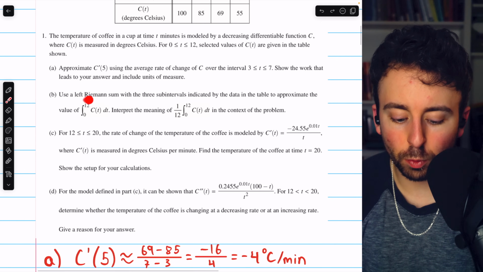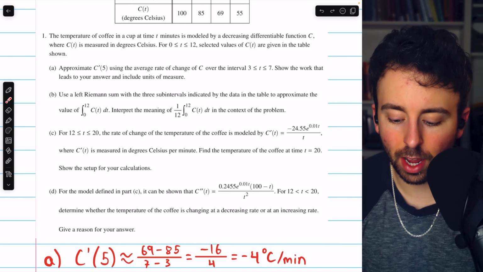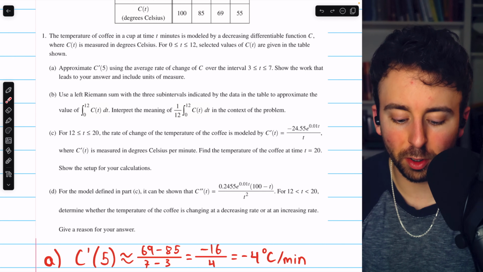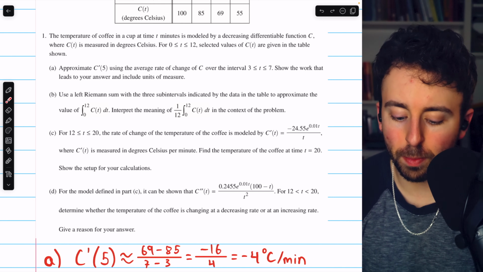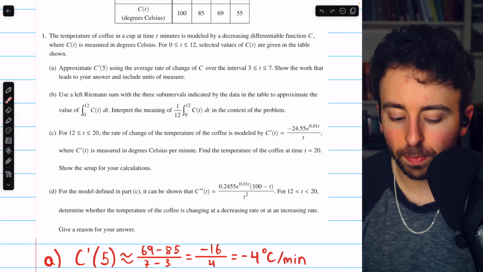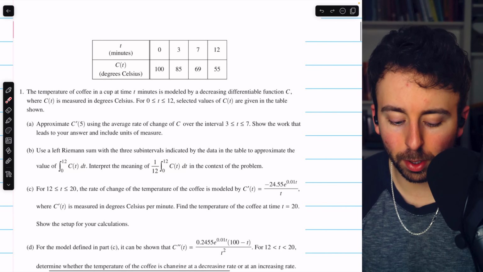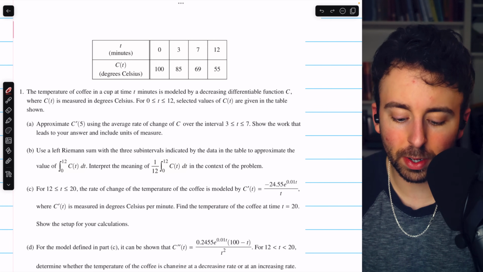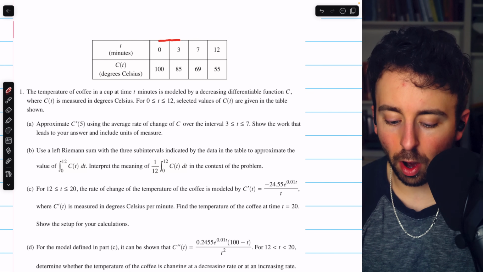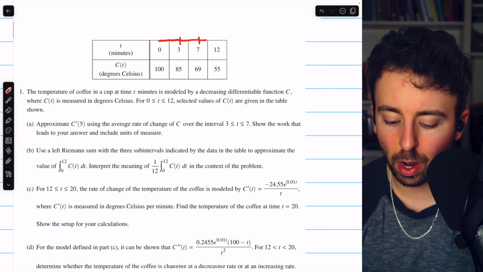Use a left Riemann sum with the 3 subintervals indicated by the data in the table to approximate the value of the integral of c of t from 0 to 12, and then interpret the meaning of that integral divided by 12 in the context of the problem. So let's begin with the left Riemann sum. Coming up to look at our table, we're supposed to use 3 subintervals, so we'll have to go from 0 to 3, from 3 to 7, and from 7 to 12.